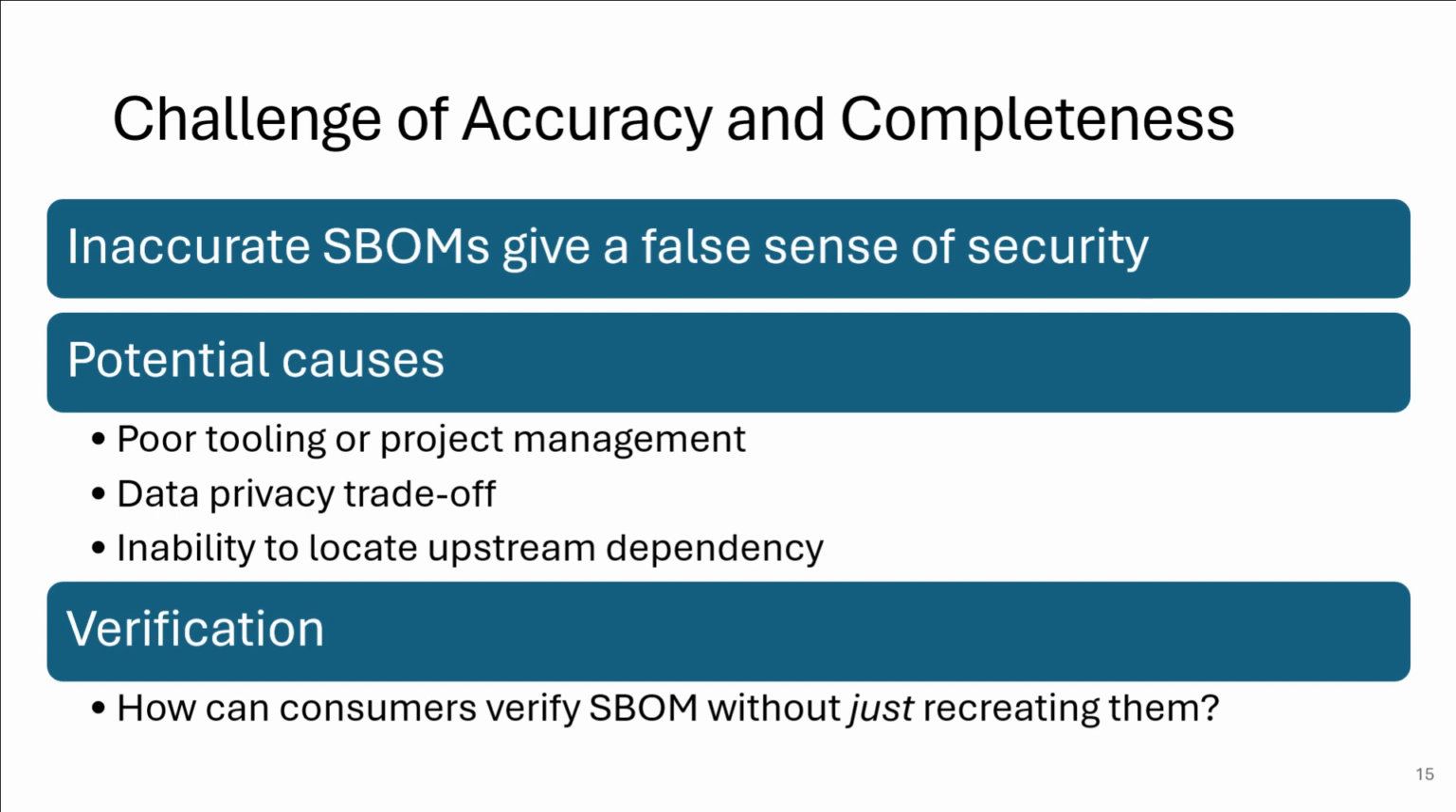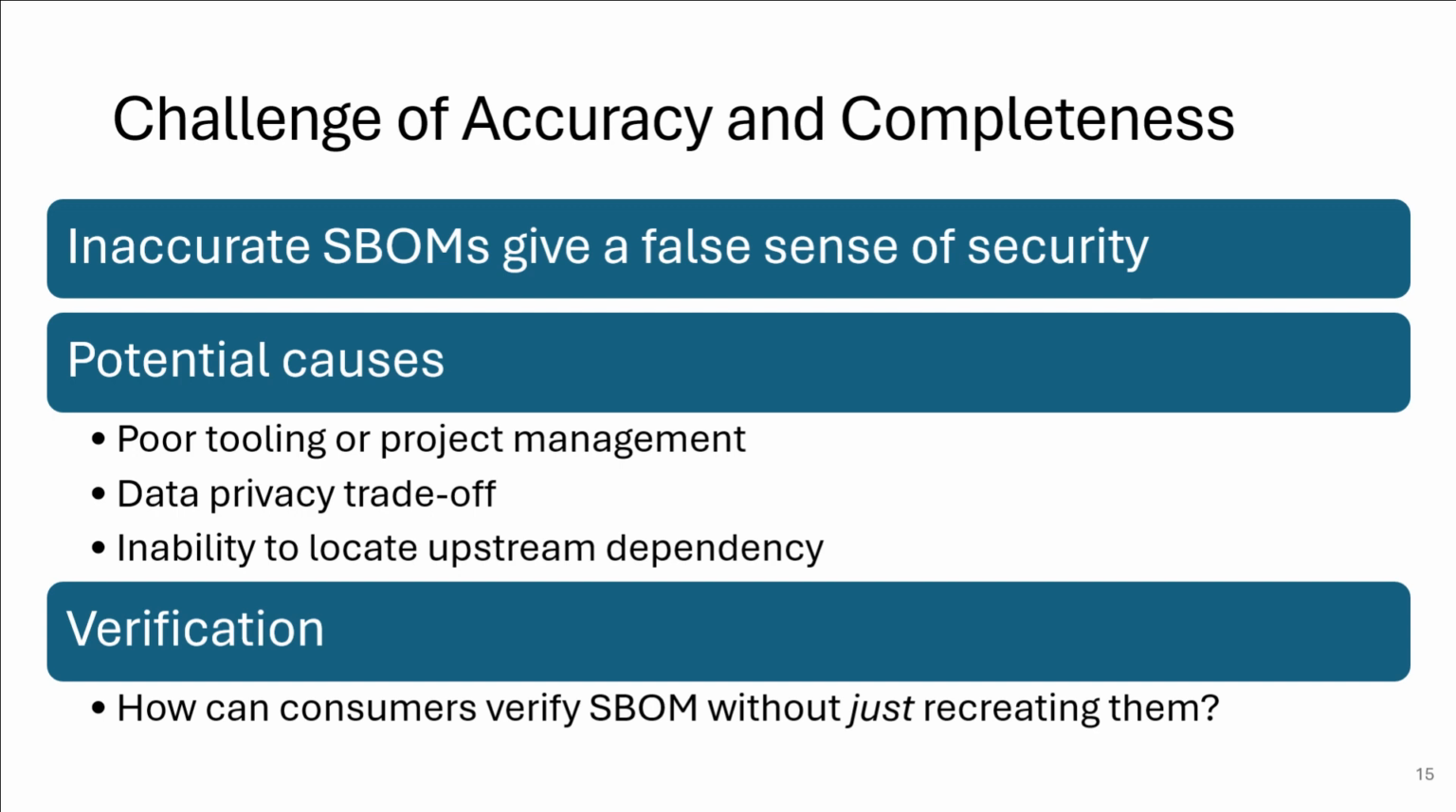There's also an inability, now this is rare, but there can be an inability to locate upstream dependencies. So this would be, you've downloaded a piece of code, you're using it, but its original version is no longer available. The repo is missing, it's no longer on the package manager, something happened.